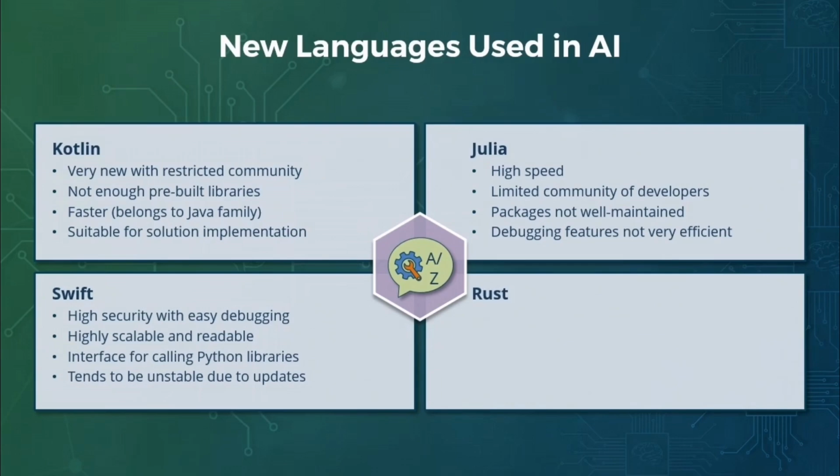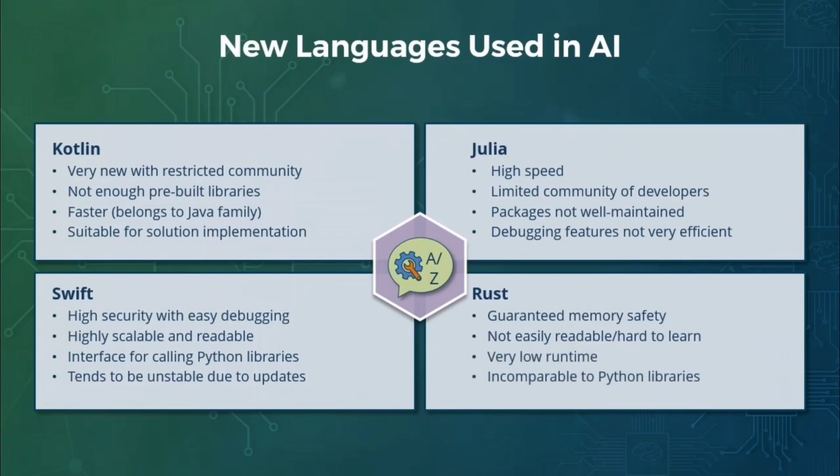The last is Rust. Rust allows efficient usage of memory by automatically freeing memory whenever required. It is not very readable and doesn't have a lot of training resources available for beginners to pick up at this point of time. It has a very low runtime, meaning it takes longer to compile. Although it has a good amount of libraries, as compared to Python, they seem incomplete and immature.